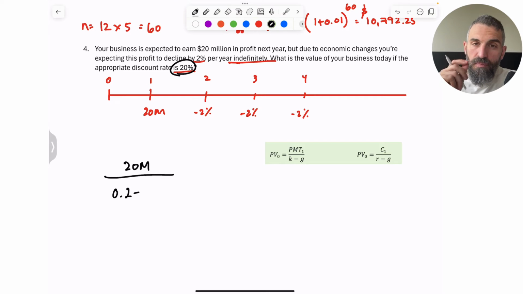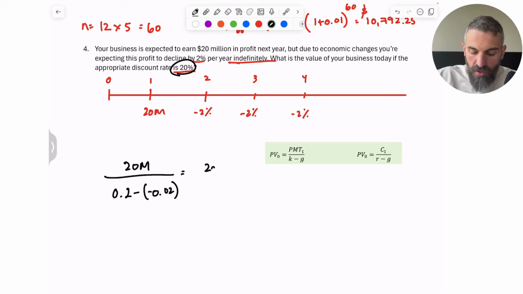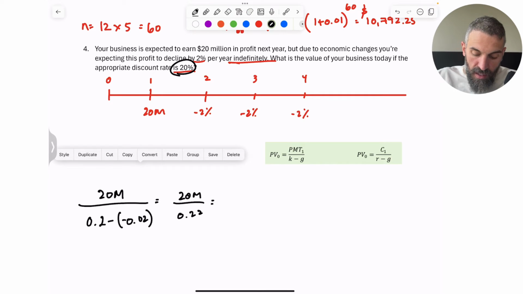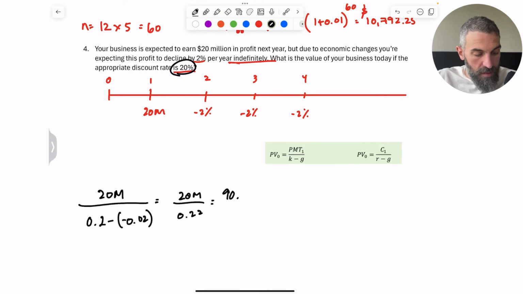Now here's the only thing. Because the growth rate is negative, you need to respect the signs, and you'll end up having a double negative. So minus from the formula, and then negative again. So this works out to be 20 million divided by 0.22, right? We're adding. So you end up with something like 90 million. Right? You get 90.909 kind of repeating $million.